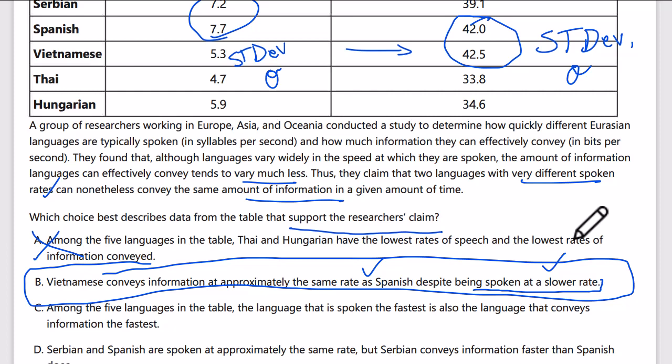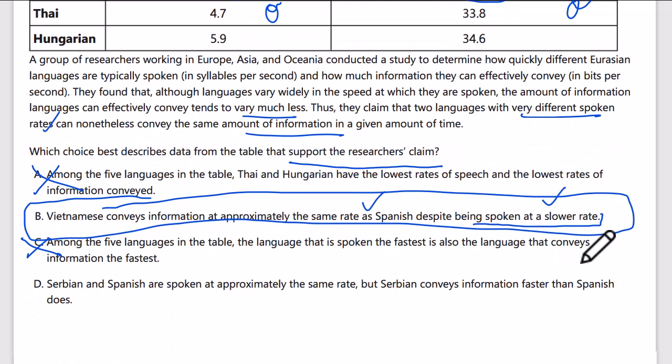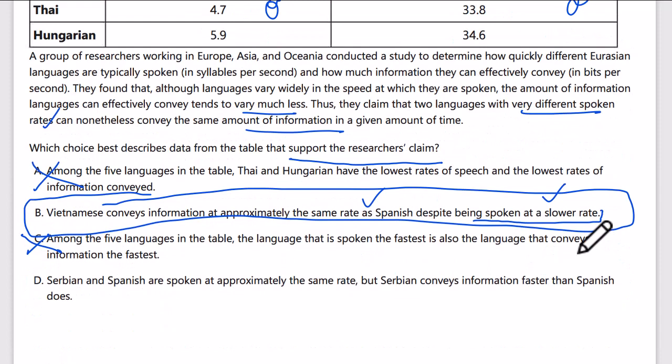Let's take a look. C: among the 5 languages, the language that is spoken the fastest is the language that conveys information the fastest. Okay, that just says they're kind of directly related. We want to show some reduction in the variation in information. D: Serbian and Spanish are spoken at approximately the same rate, but Serbian conveys information faster than Spanish. That doesn't really support our idea. We want the same information, and we want different spoken rates. That is not this. B is the answer.